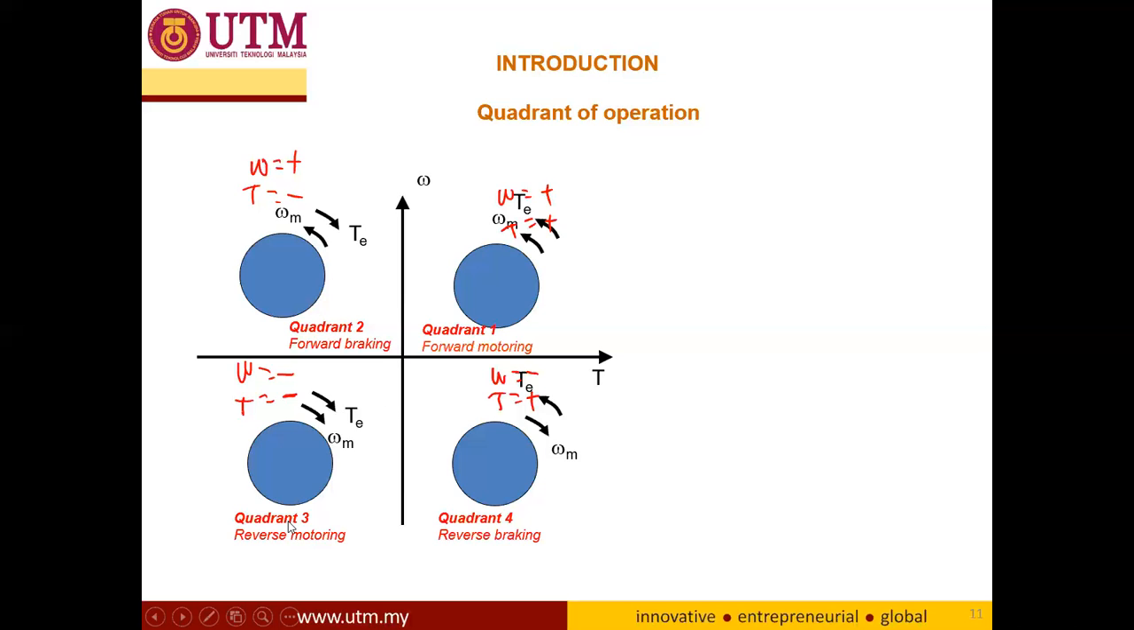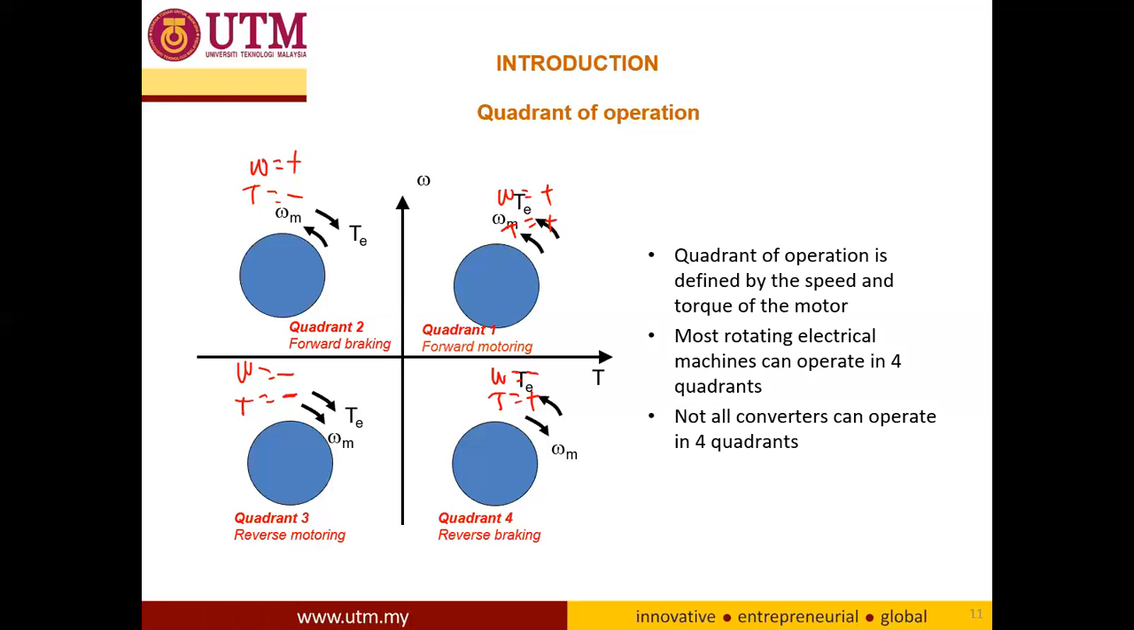Quadrant number 3 is reverse motoring, meaning you are in reverse mode. You are driving in reverse and then you apply your fuel pedal, so you are moving faster in the reverse direction. While this one is reverse braking: you are in reverse mode and then you apply the brake pedal. So this is very simple if you represent it by driving a car.